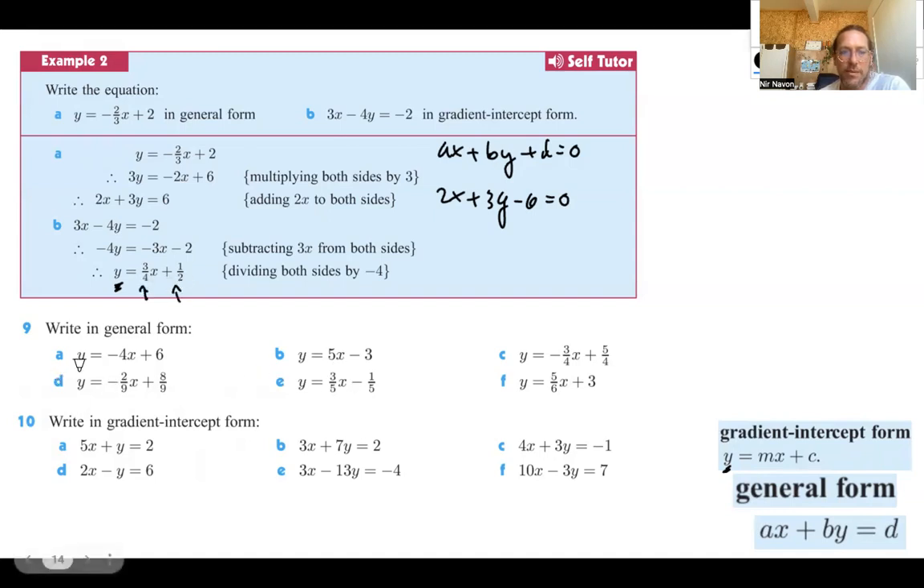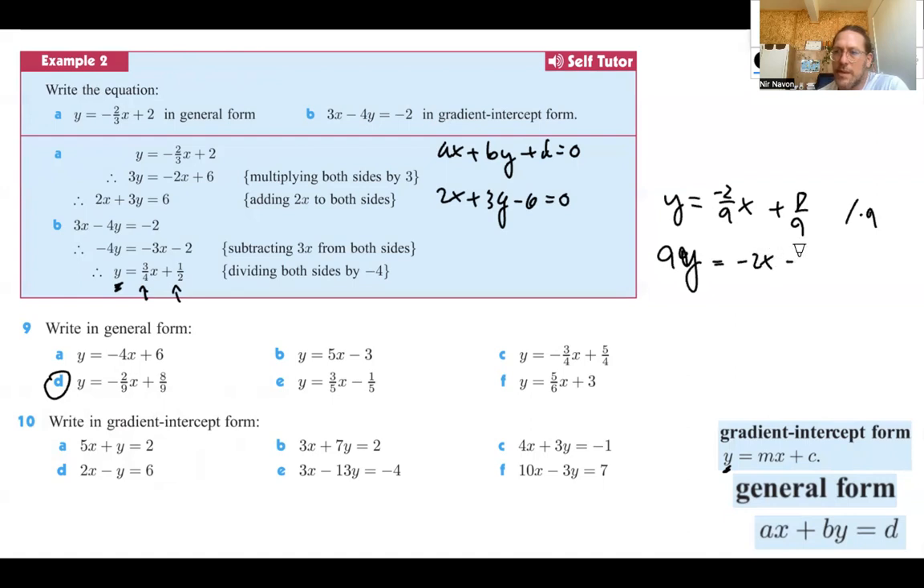Let's do an example. In this case, write in general form: y = -2/9 x + 8/9. I'm multiplying by 9 on both sides. I get 9y = -2x + 8. And adding 2x to both sides, I get 2x + 9y = 8.